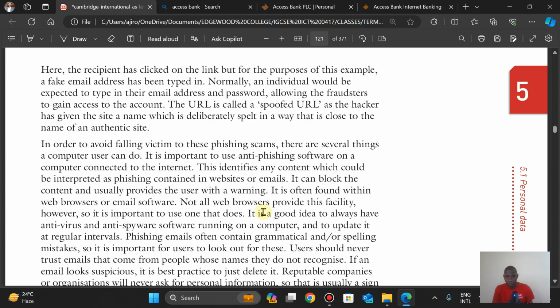Please don't. It's a good idea to always have an antivirus and also anti-spyware software running on your computer, and to update it at regular intervals. Very, very important.